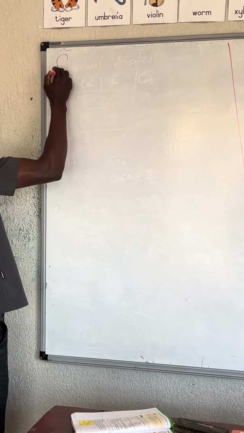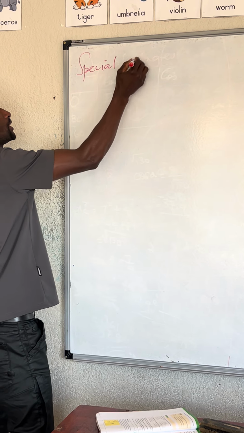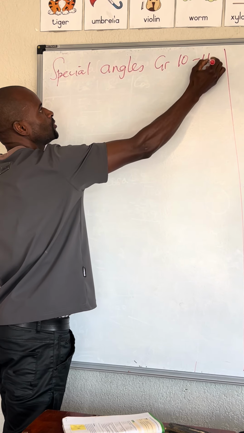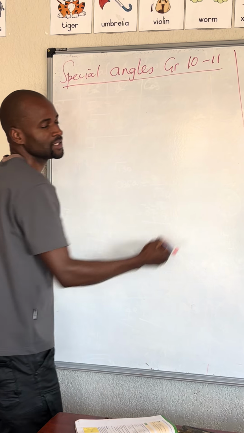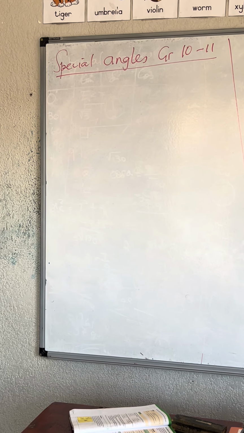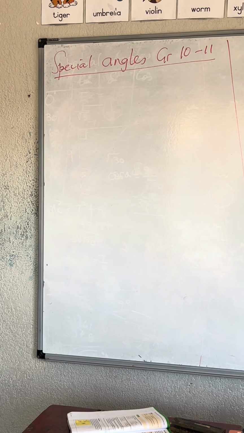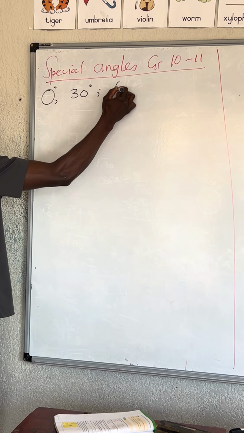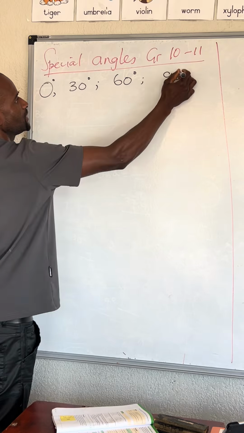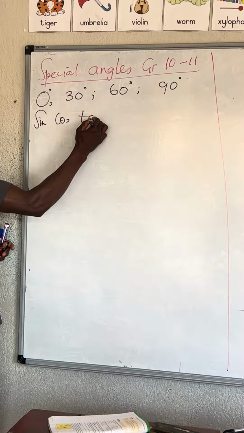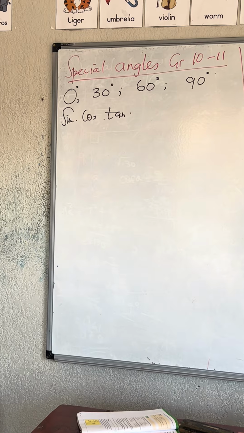Today we are going to do special angles. Let's focus on grade 10 to 11. Mostly what is important is that we need to know what the special angles are. The special angles that we have are 0 degrees, 30 degrees, 60 degrees, and 90 degrees. Under trig, we are going to focus only on sine, cos, and tan.